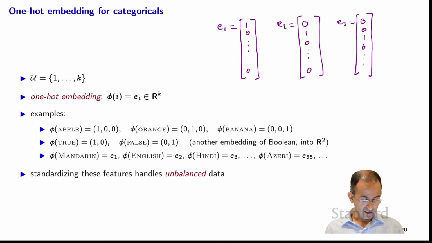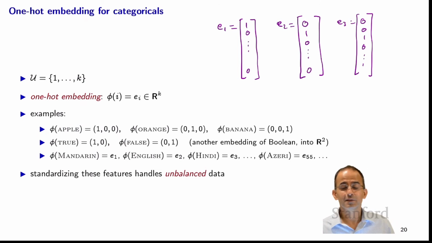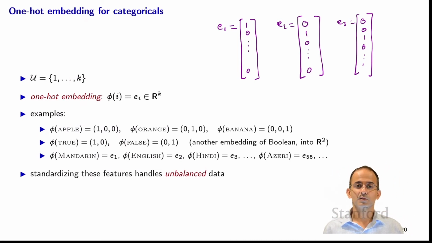So in particular, we might embed apple as 1, 0, 0, orange as 0, 1, 0, and banana as 0, 0, 1. We might embed true as 1, 0, and false as 0, 1. And this is a different embedding of the booleans into R^2 this time, as opposed to the -1, 1 embedding we saw earlier. We might embed languages as a bunch of different canonical basis vectors, all the way up to 185 of them.